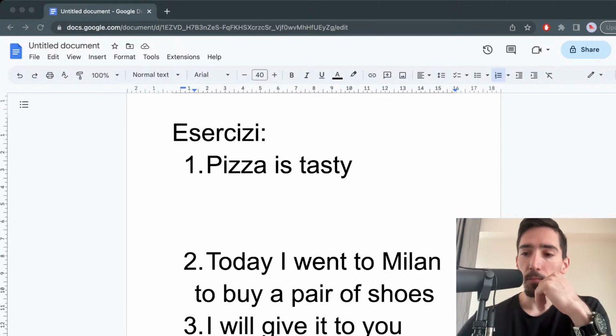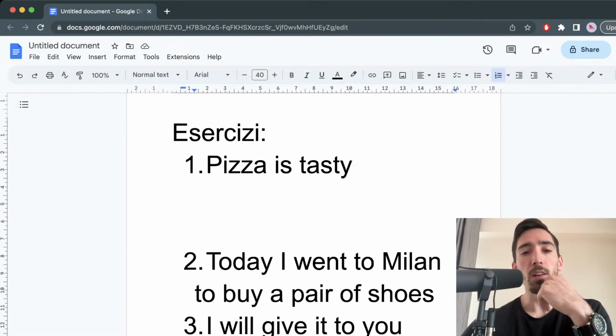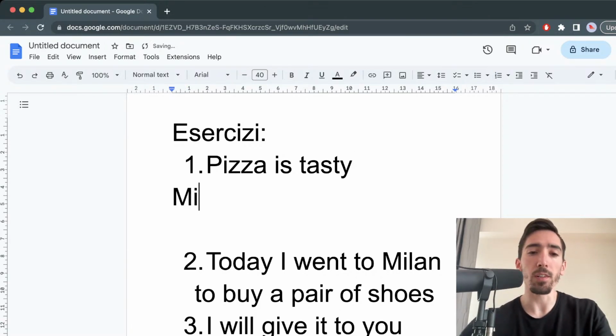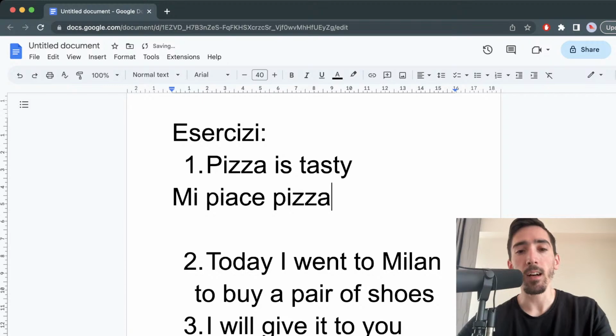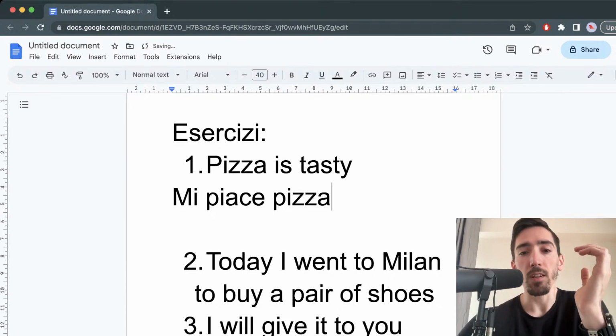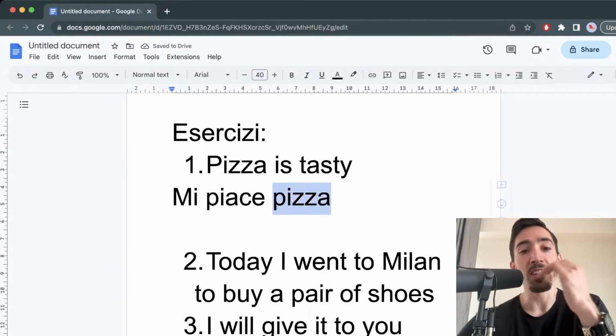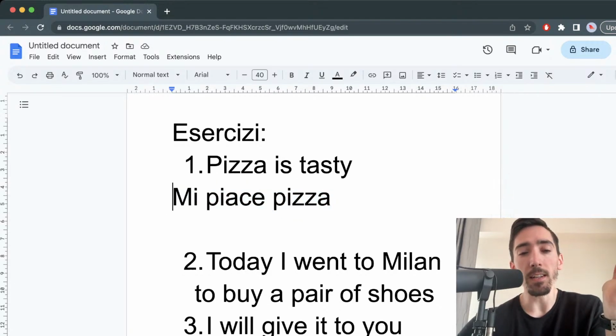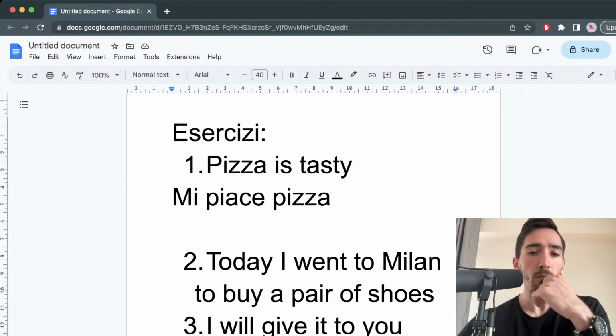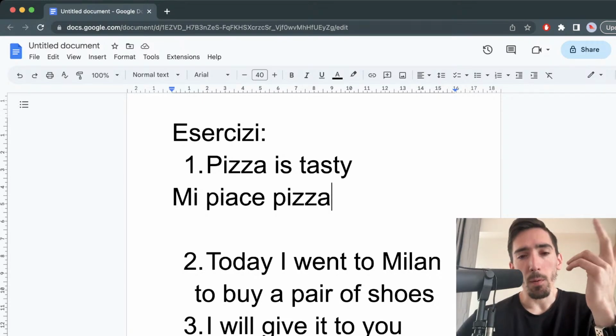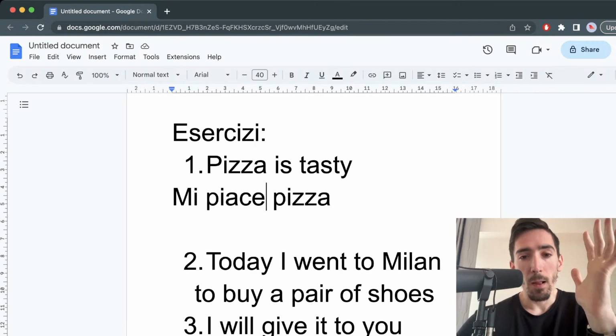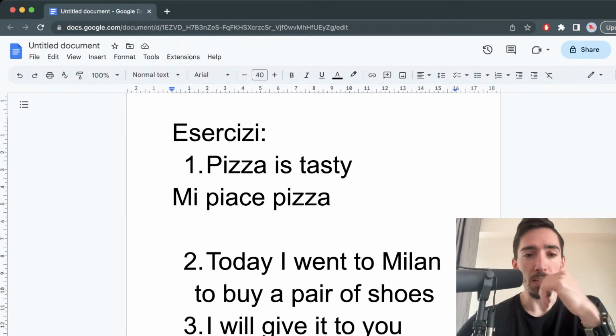Mi piace pizza. Okay, so this is a good attempt. Mi piace pizza. So the first thing to say about this is that it is understandable. Any Italian native speaker would understand what this means, right? Mi piace pizza. A couple of things. So first of all, great. Pizza is a word that doesn't need any translation. It's already an Italian word.